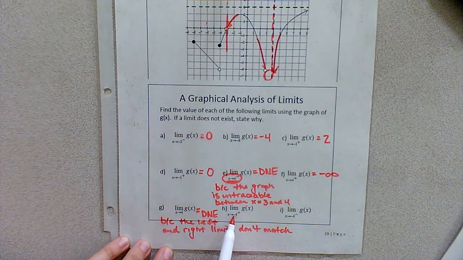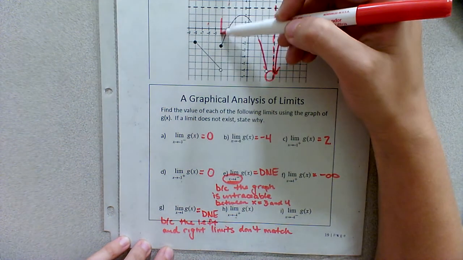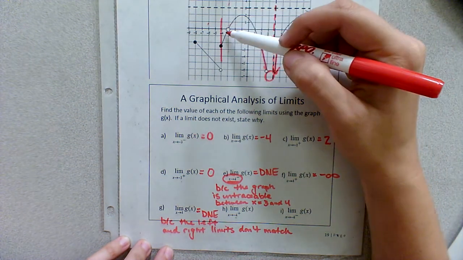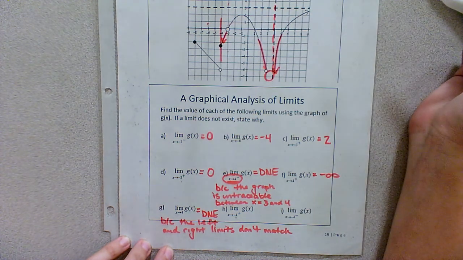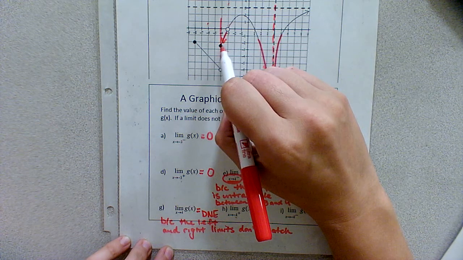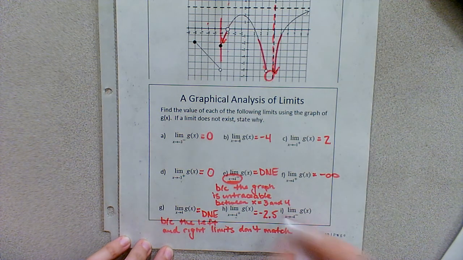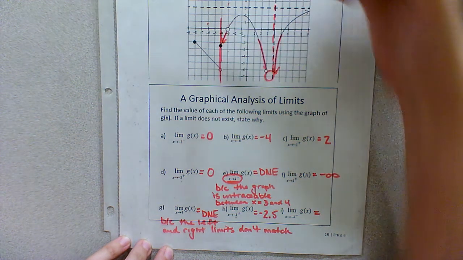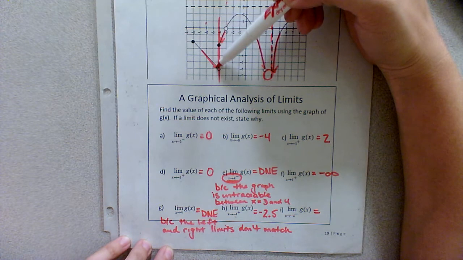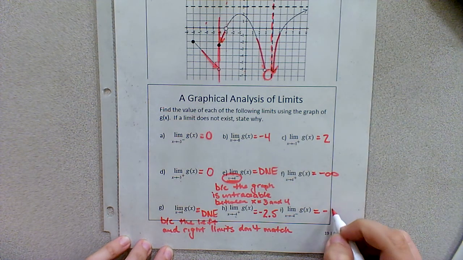Moving on to H, we want to approach -4 from the right-hand side. So let's find x equals -4. Trace the right-hand side, and it looks like we're going to get closer and closer to that closed circle, which has a height of about -2.5. We'll just guess that one roughly. And now let's come in from the left-hand side. So x value of -4, trace the left-handed graph. We're getting closer and closer to the hole, which has a height of -6.